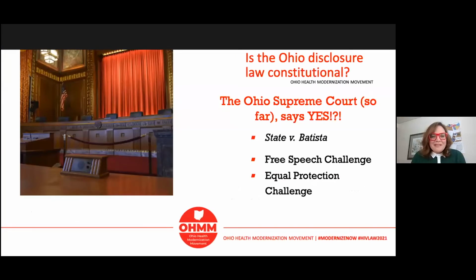Okay, here I am again. This is another case that I'm not going to get into the details of. But some people ask, how is this law with its required disclosure not compelled speech, which would be potentially unconstitutional as violating the First Amendment? That has been argued and brought before the court, and made it all the way to the Ohio Supreme Court, who ruled on the issue and found that no, in this instance, any compelled speech is incidental. And so the law is constitutional.